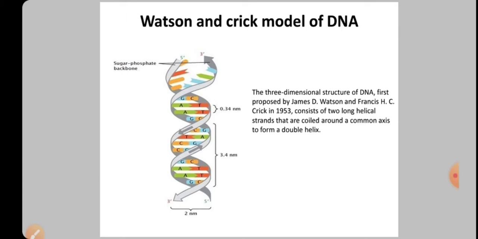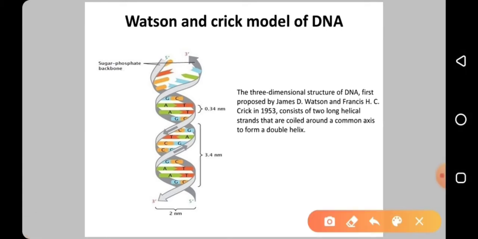So according to Watson and Crick, what is the model of DNA? DNA consists of two anti-parallel chains. Two anti-parallel chains means one chain is running from here and ending here, and another is starting from here and ending here. So they are anti-parallel in nature. They are helical in structure. There are two important things: helical and anti-parallel. And this helical backbone is made up of sugar and phosphate, the major molecules holding the entire backbone of DNA.